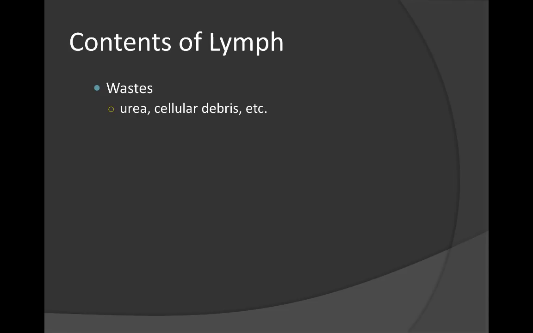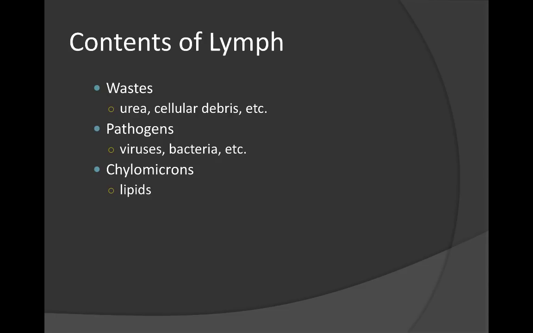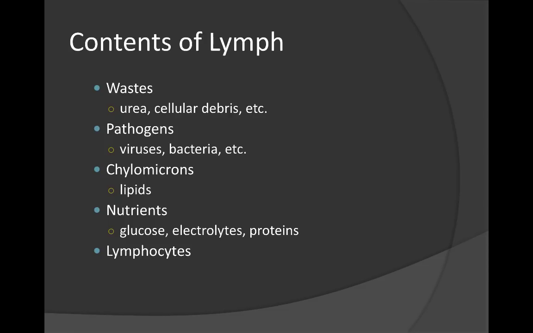Lymph contains metabolic wastes and cellular debris, and pathogens like bacteria or viruses. Remember, lymph is essentially bathing all the surrounding tissues and taking the debris back to the lymph nodes, which will scan and clean the fluid. Lymph also contains lipoproteins called chylomicrons responsible for transporting fats. This happens through lacteals in the small intestine. It will also contain nutrients, and lymphocytes, which are B and T cells.